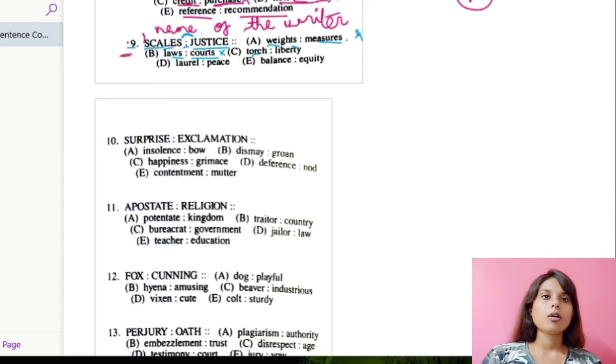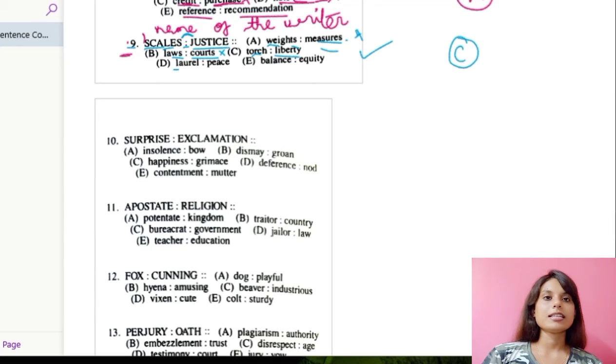Torch and liberty. So torch in the court actually shows liberty or freedom. So this will definitely go, number C will definitely go, as torch shows liberty or freedom. Liberty means freedom. But let us check the other options also.